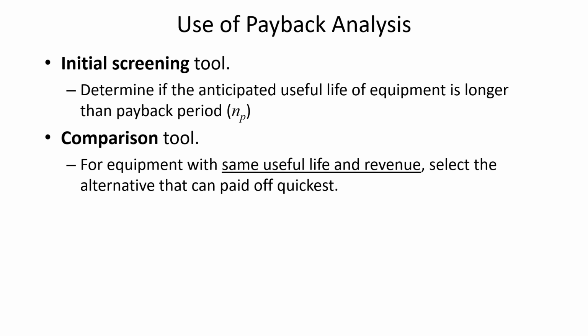So we can use payback analysis for comparing alternatives given some very specific limitations are in place. If the equipment both has the same useful life, let's say you're comparing two options and they both have the same useful life, and they both have the same productivity and profitability such that they're going to generate the same revenue, then you would pick the alternative that has the quickest payback period. But it's only if both of those things are true that you should use payback analysis for selecting alternatives. Otherwise, it's just initial screening.